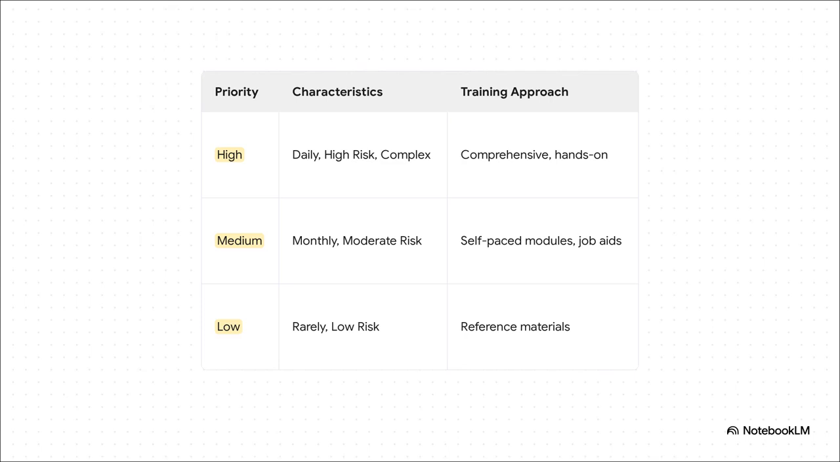And this matrix shows you exactly how to translate that priority level into a real training plan. For those high-priority tasks, you need heavy-duty, hands-on training. For medium priority stuff, maybe a self-paced online module or a simple checklist is enough. And for the low priority tasks, just having a guide they can look up when they need it might be all it takes. See? This is how you build a training program that's smart, efficient, and actually works.